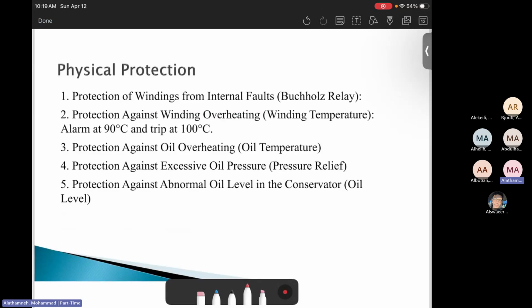So physical protection includes the protection used for internal faults, which is called the Buchholz relay. The other one is protection against winding overheating, which is the winding temperature. And the protection against oil overheating, the oil temperature, the oil pressure, which is the pressure relief, and the oil level in the conservator, which is again oil level.